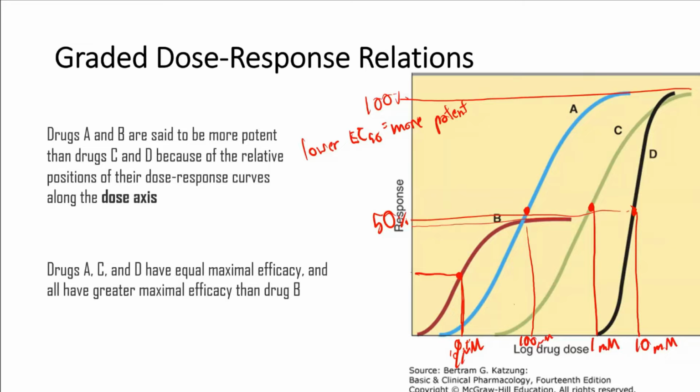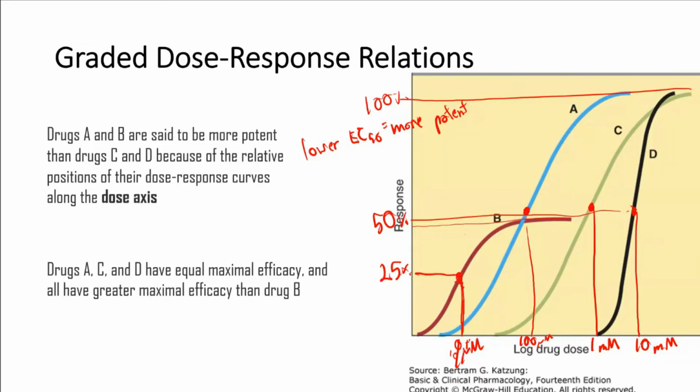Or drug A takes 100 micromolar to see 50% of the maximum effect. But if we're making drugs, we're also noticing the Emax. 1 micromolar of B is fine, but it only corresponds to 25% activation of the total response.